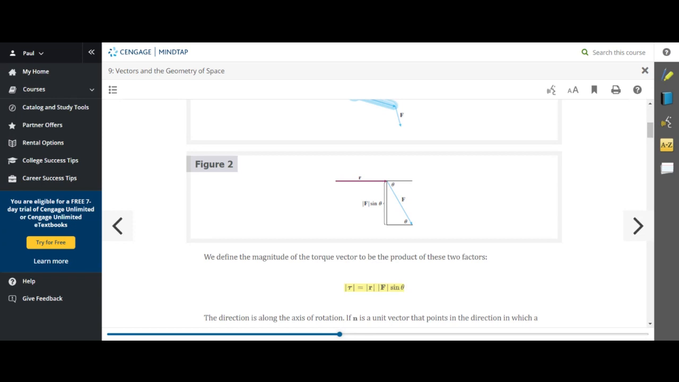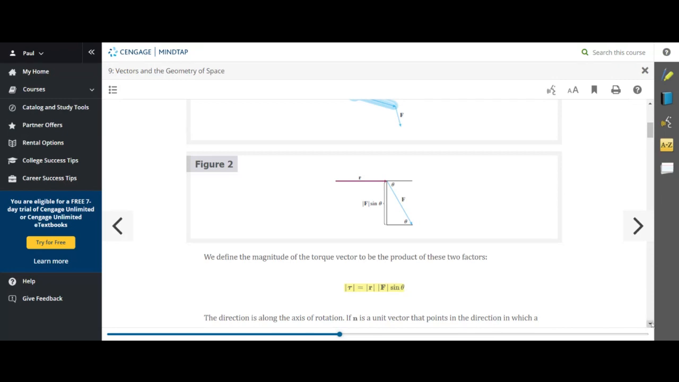All right. Well, then the magnitude of the torque vector is equal to the product of the length of the wrench vector, the magnitude of your force vector, and the sine of the angle between the two. Okay, that's your torque, the magnitude of your torque.